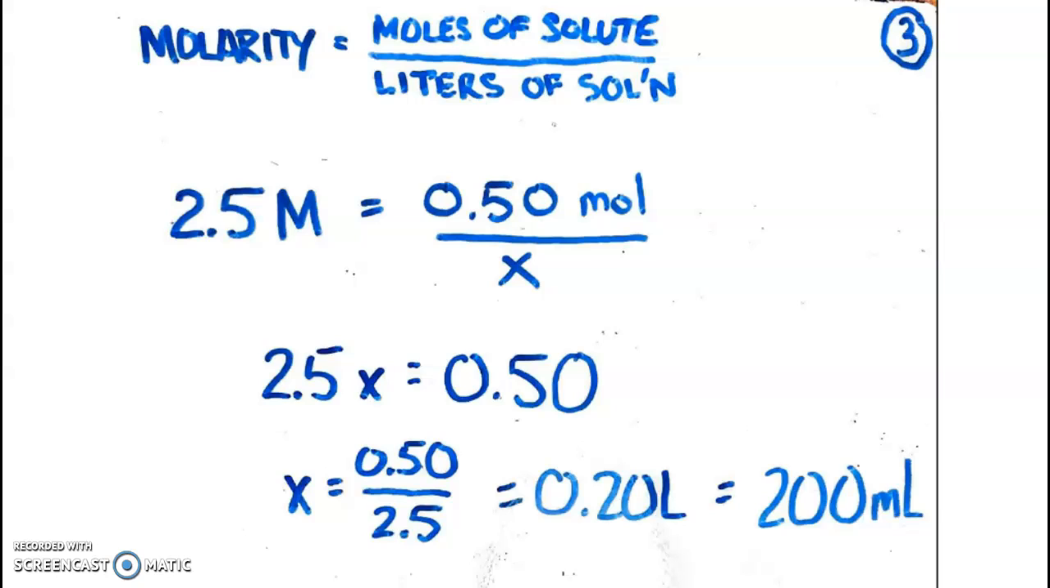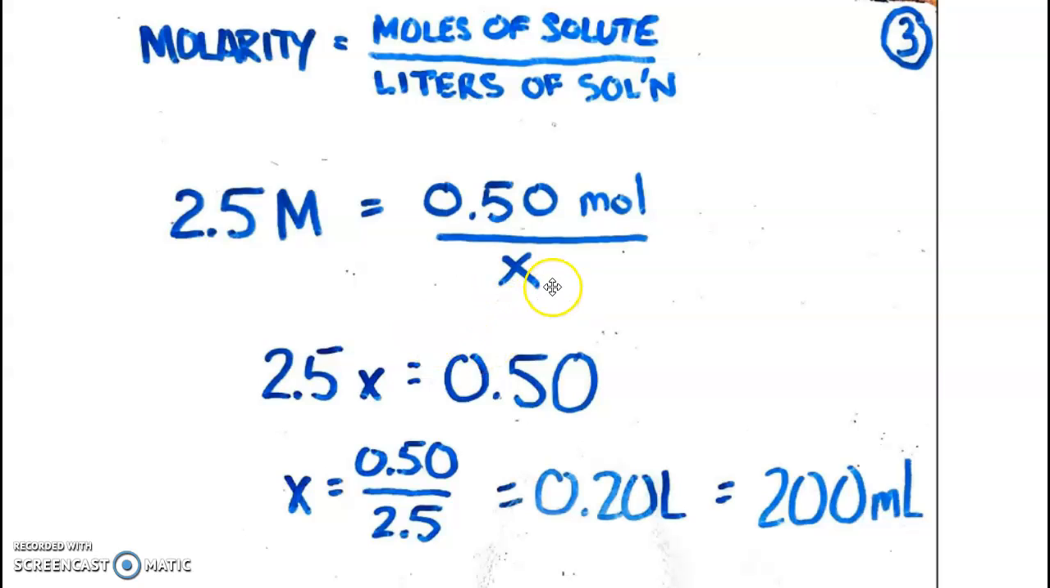We're going to use the same exact formula that we used before. This is the one from table T up here at the top. And what we're going to do is substitute our values from the problem. 2.5 molar is the molarity, 0.50 moles is the number of moles of solute, and X is our unknown number of liters of solution. We're going to need to solve for X.